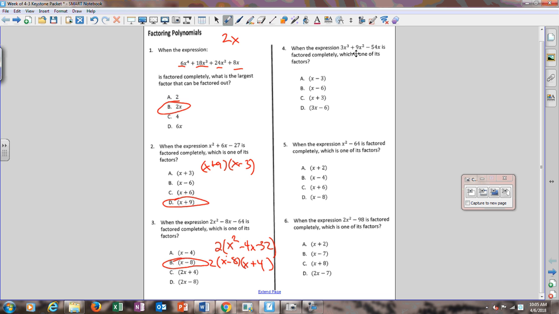Okay, this one. Once again, we see that we can factor out a 3 from all 3 terms. But then you can also factor out an x. So it's going to be 3x. Let me move this over. Then that leaves an x squared plus 3x. And then 54 divided by 3 is 18.